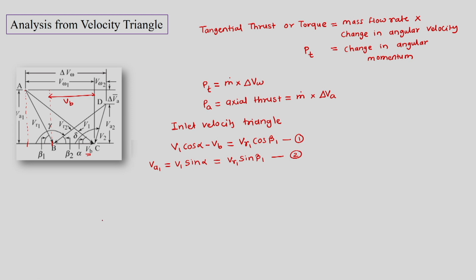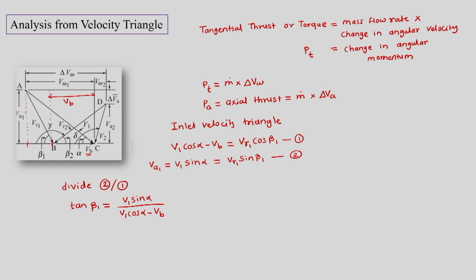Let us divide equation number 2 by equation number 1, and then we will get tan of beta 1 is equal to V1 sin alpha divided by V1 cos alpha minus Vb.